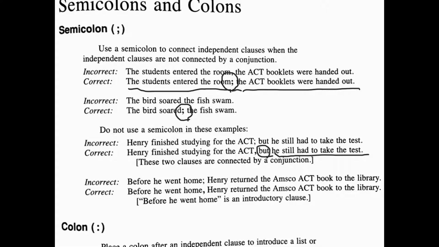Before he went home, Henry returned the AMSCO ACT book to the library. Before he went home. Can that stand by itself? Of course not. It's not an independent clause, it's dependent. And Henry returned the AMSCO ACT book to the library. That is an independent clause. And when you have a dependent and an independent clause, especially when that dependent clause is an introductory clause, you want to make sure you only use a comma.